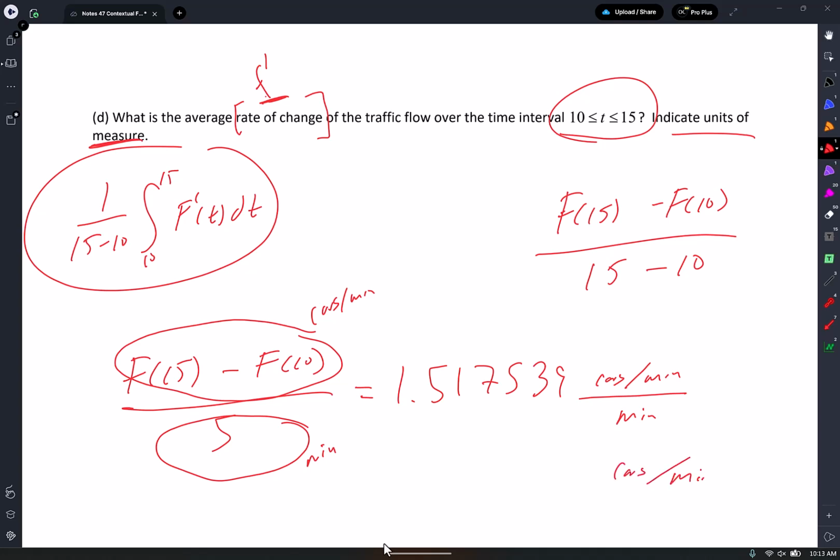If you're a physicist, you will probably like the cars per minute squared. I've never been a fan of that. I think it's better. Like, what does cars per minute squared even mean? I like the cars per minute because I can see, oh, that's how many cars per minute went in that minute. It's the rate of the rate.